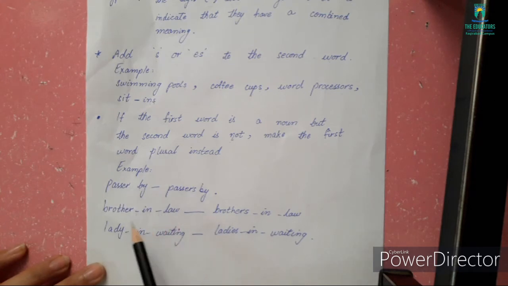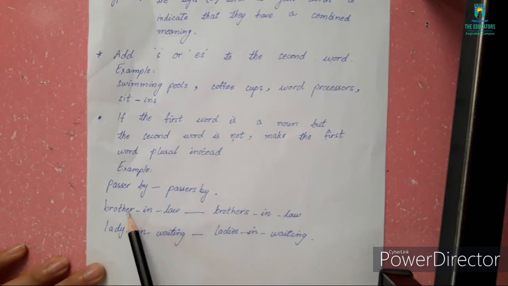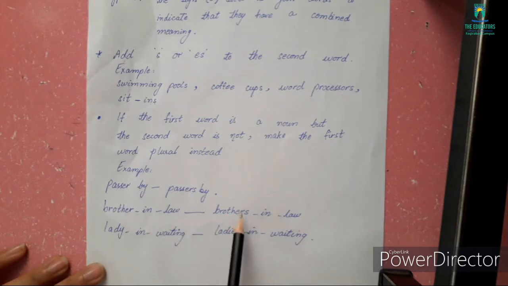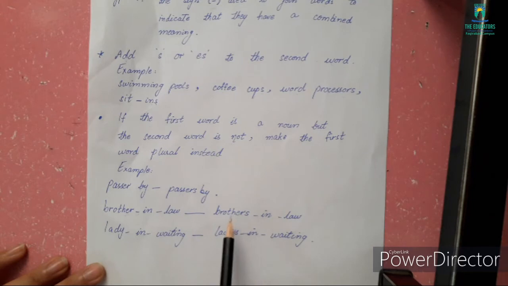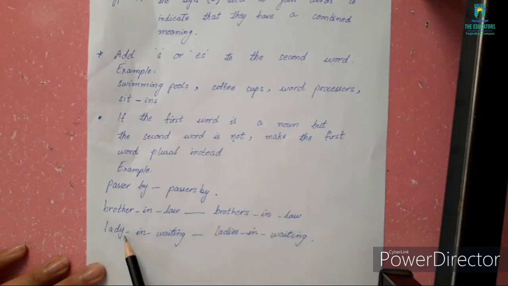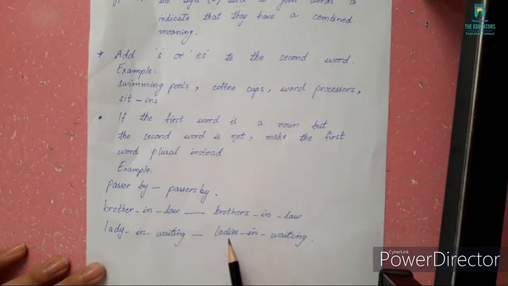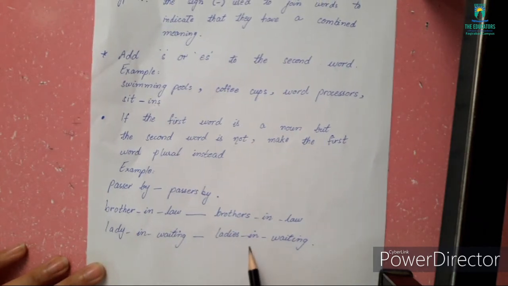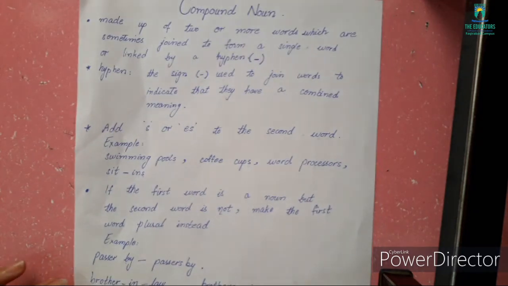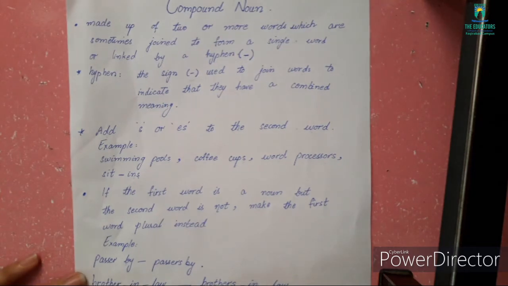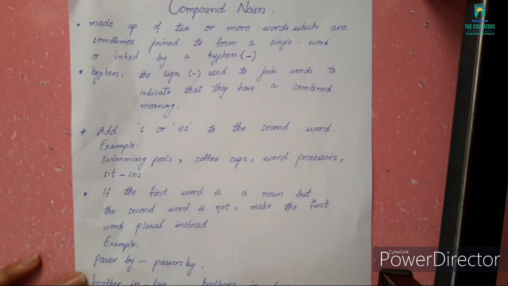Now the first word is a noun here, so we will add s here to make it a plural compound noun. Brothers-in-law. The last is lady-in-waiting. So we will add ies because it is ending with y and there is a consonant before y. So we will add ies, ladies-in-waiting. Okay, so this is how you change a compound noun into a plural one.